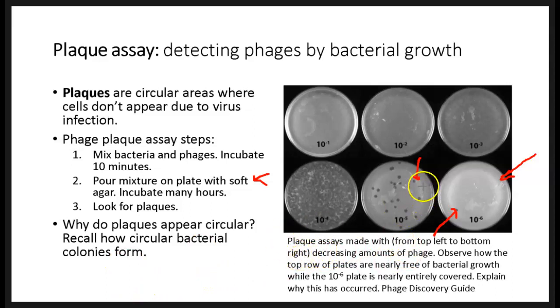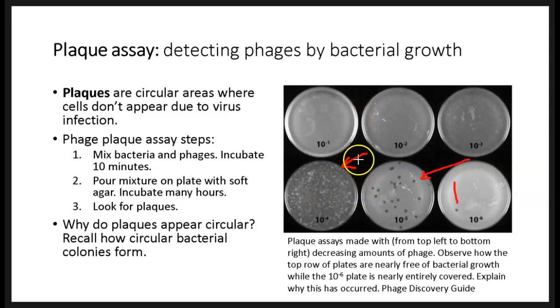So if we do the plaque assay with increasing numbers of phages, we can see increasing numbers of plaques. Okay? And so if we have a small number of phages, we might just see one or two plaques form on this plate. Right? If we have an increasing number of phages, we get an increasing number of plaques, until, just like that bacterial lawn, we actually see those plaques overlap.